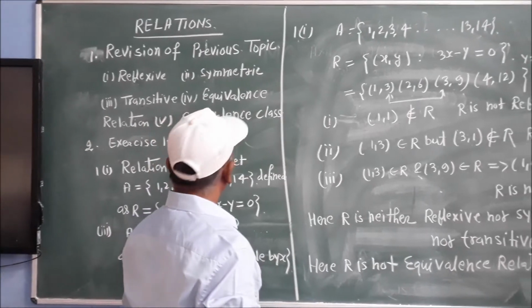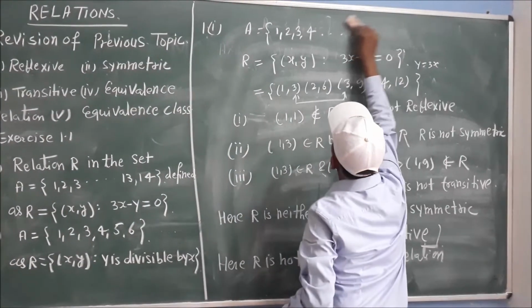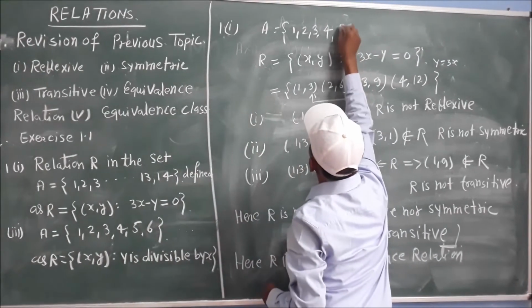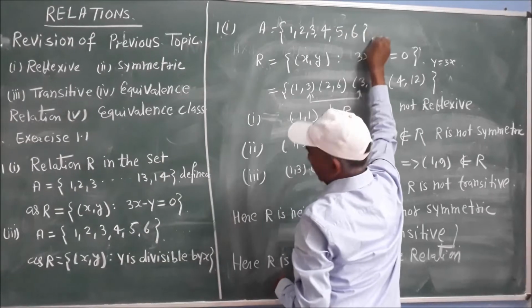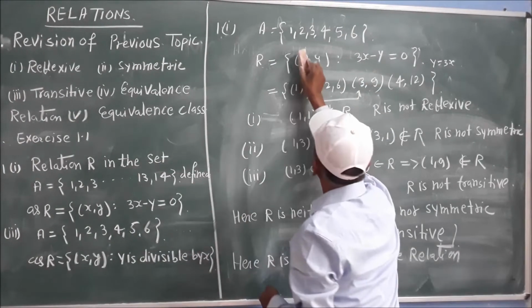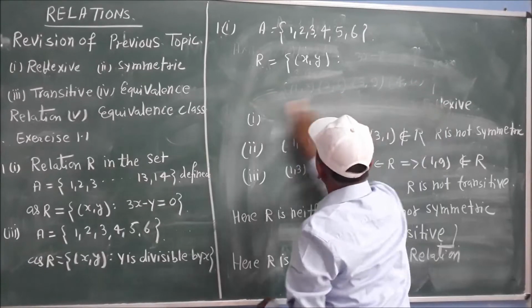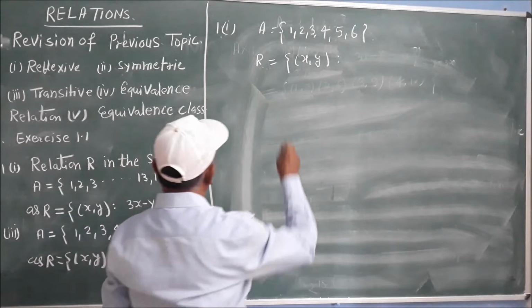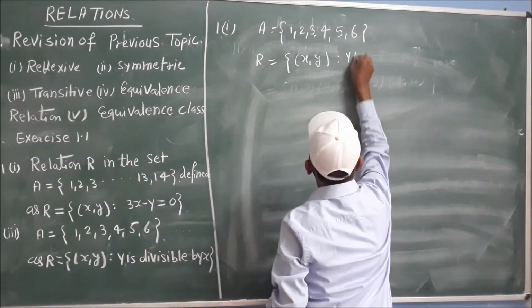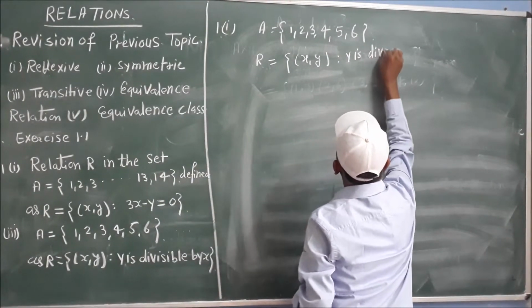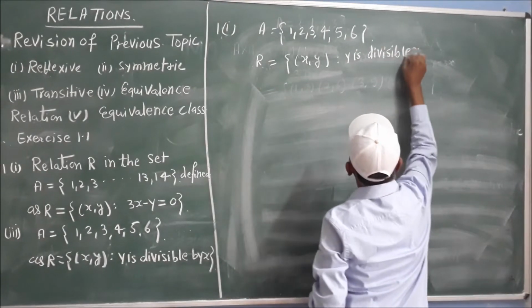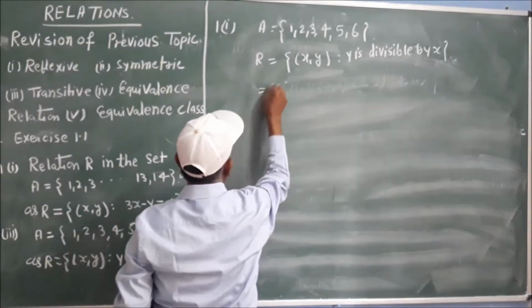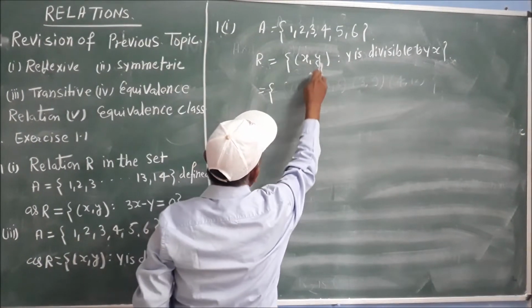Here A is equal to {1, 2, 3, 4, 5, 6} and the relation is also written as (x, y) such that y is divisible by x. So what are the elements of R?